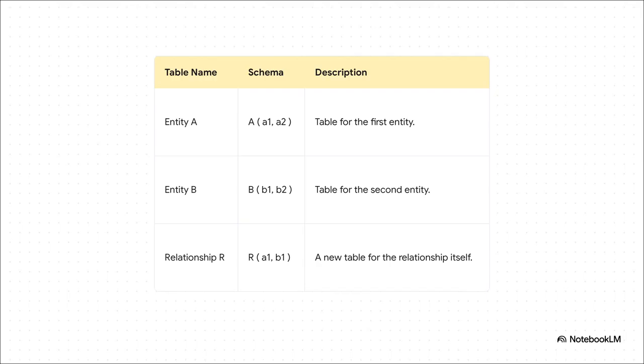You get one table for your first entity, say students, one table for your second entity, courses, and then you create a third, brand new table just for the relationship itself. Think of it like a bridge or a junction table, and its primary key is made up of the primary keys from the 2 tables it connects.